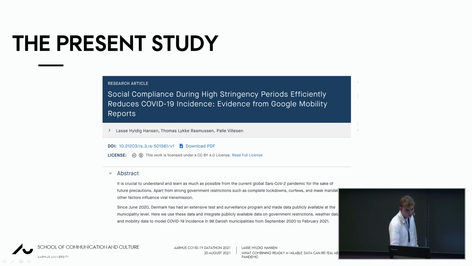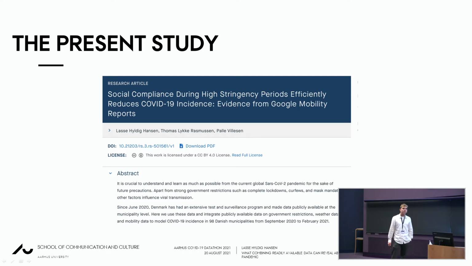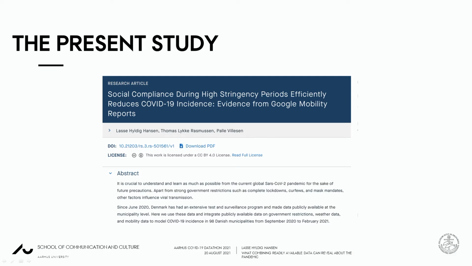So, the thing I'll talk about today, and the buzzword of the day, as we like to use a buzzword, of course, is social compliance and how social compliance affects COVID-19 incidents. I'll talk about what social compliance is or how we define it later. And of course, I've written it with my two colleagues, or my two friends, Thomas Lykke and Palle Willesen.